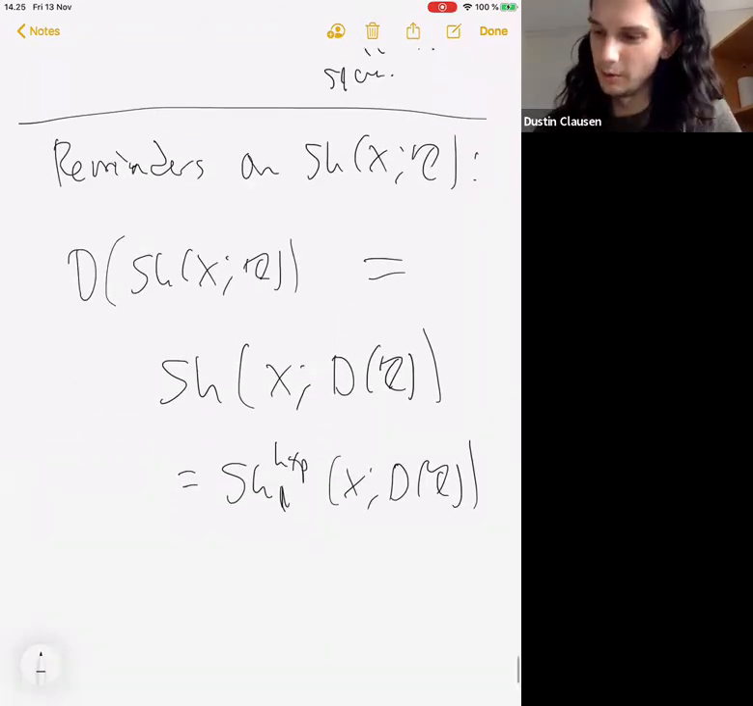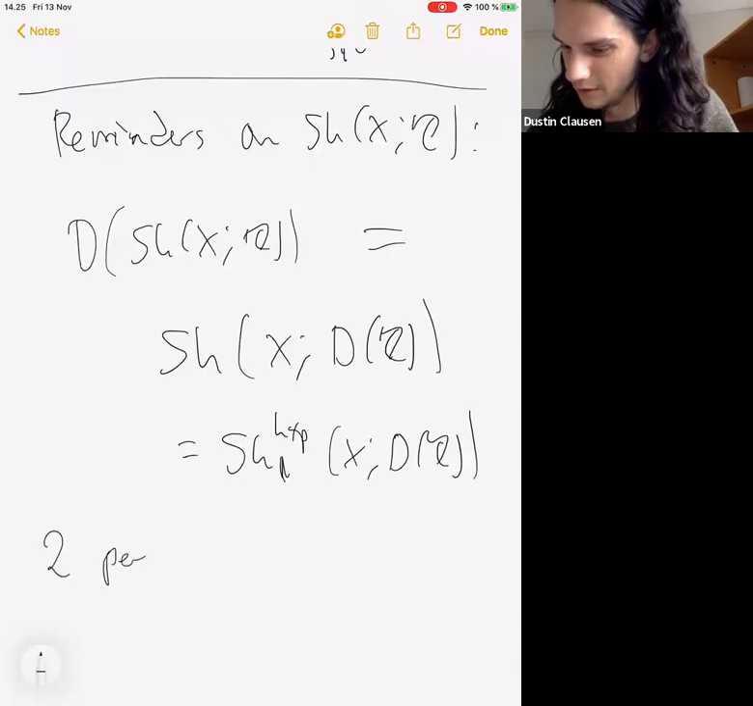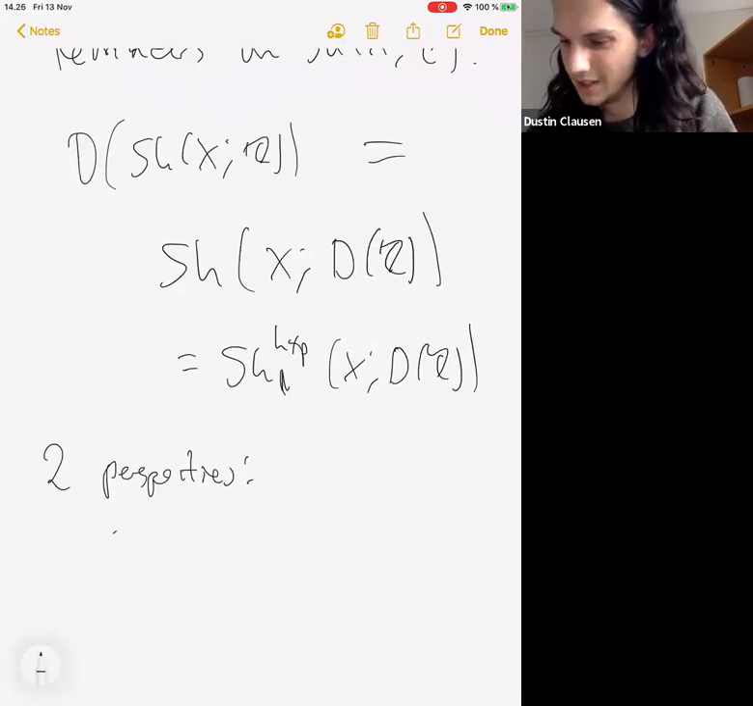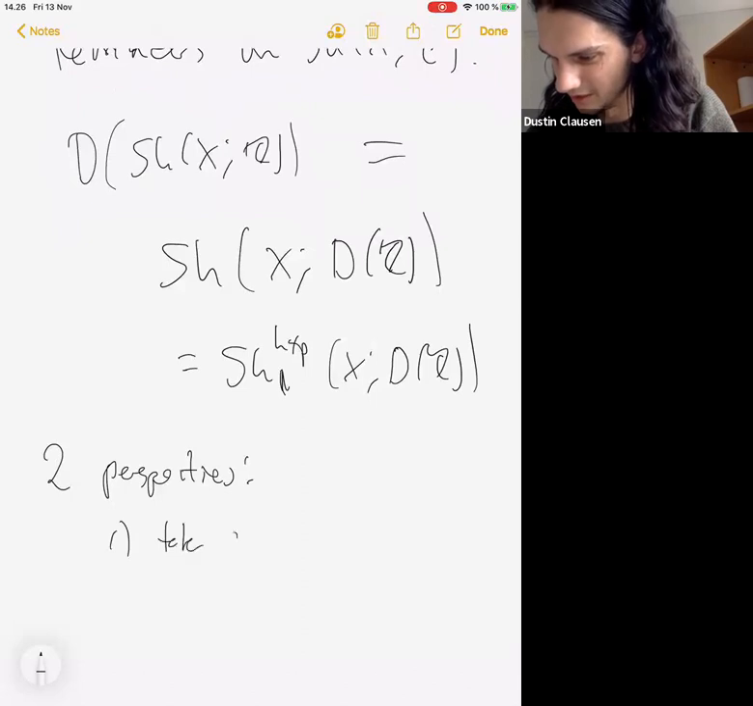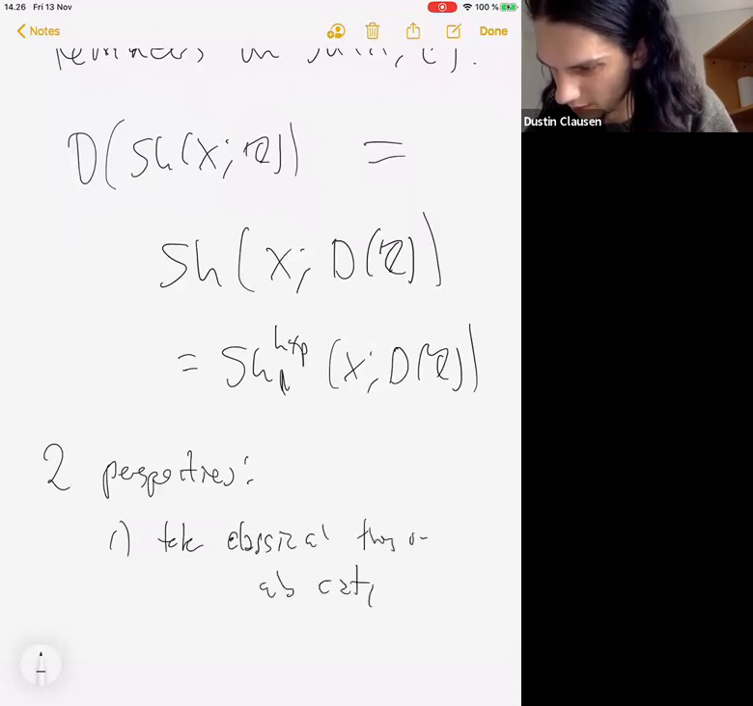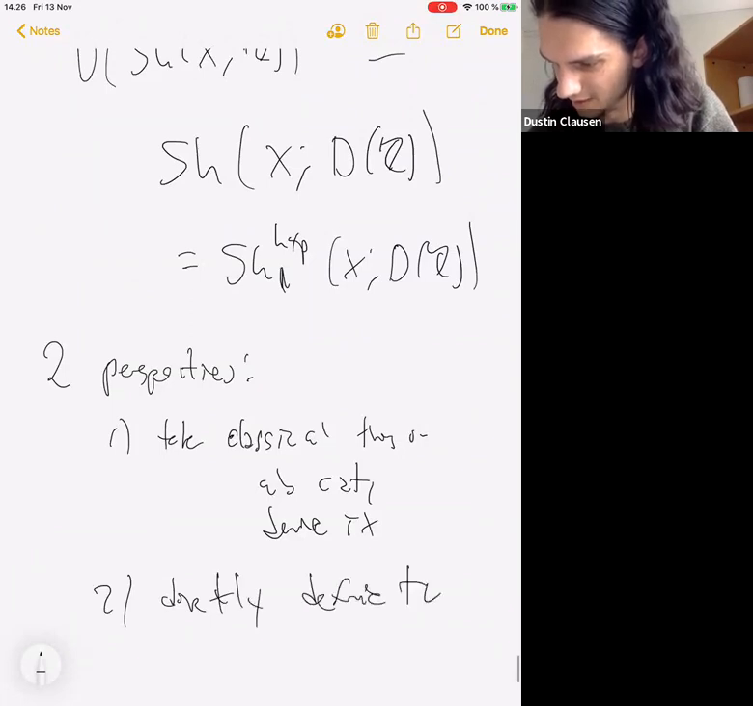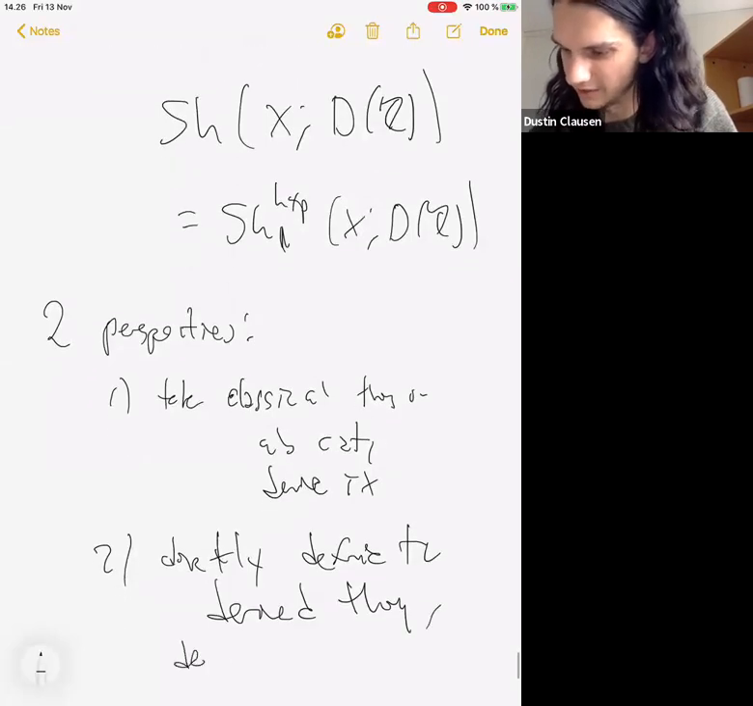And so there will be two perspectives on everything we do. If you're trying to produce some operations on the derived category, there's kind of two ways to do it. One, you take the classical thing on abelian categories and derive it, or two, directly define the derived thing as the derived analog of the classical thing.